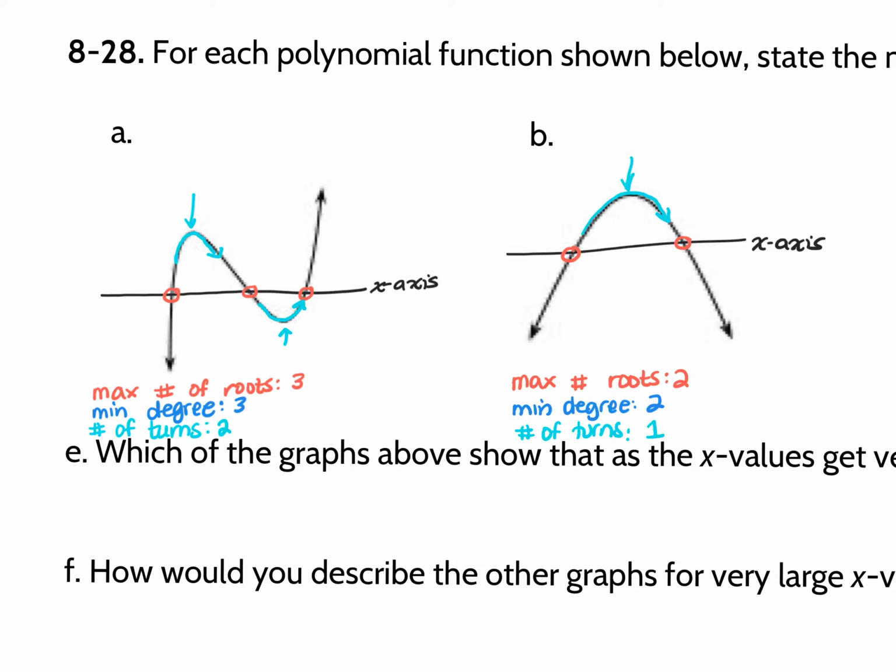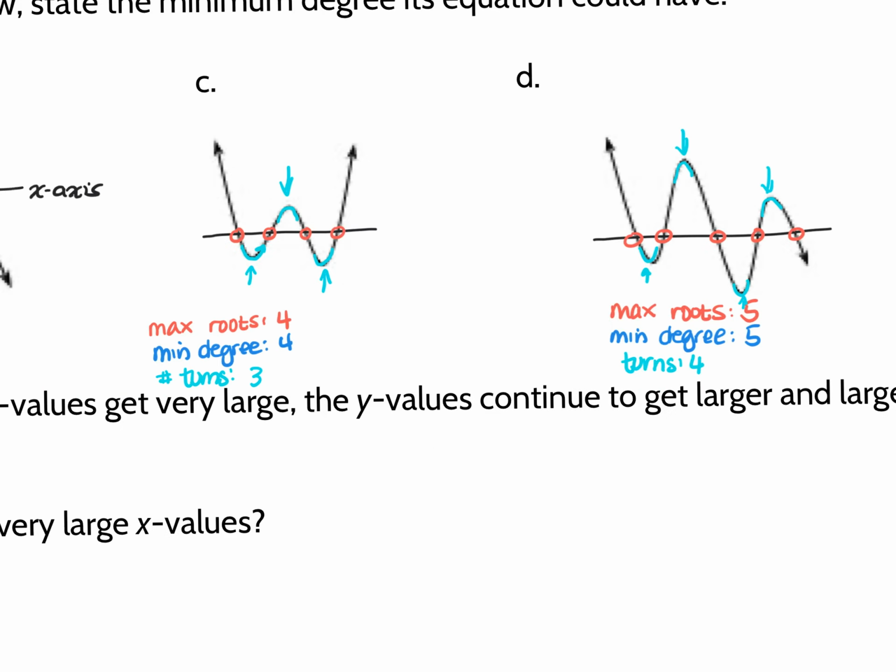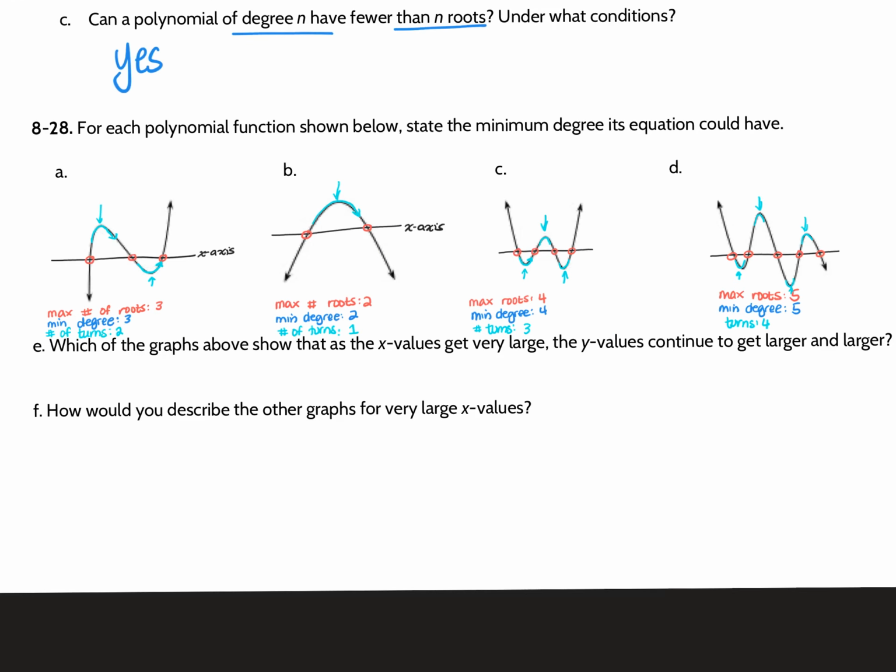Okay, what I want you to do is pause the video and try the next 2 on your own and come back and check your answers. Okay, so compare what we have. Hopefully we have the same information. So notice that in all of these, you are hopefully seeing a pattern happen, right? Because the maximum number of roots and the minimum degree are the same in each of these. But notice what the relationship is between them and the number of turns.